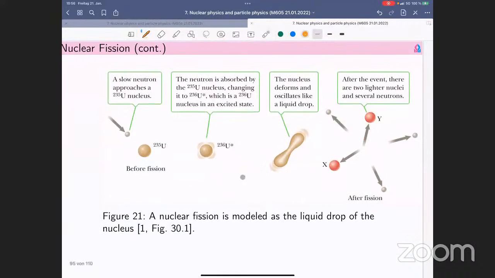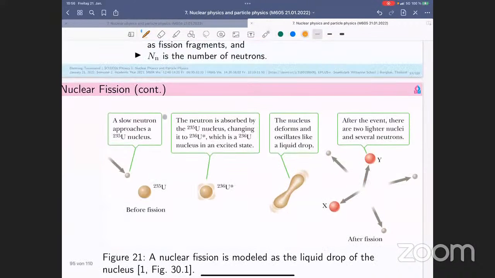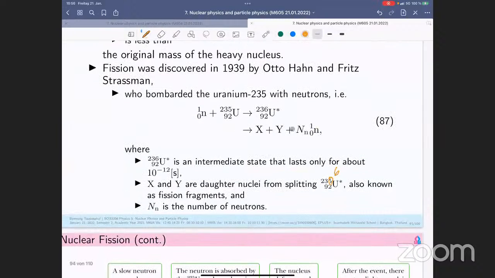This is the process of nuclear fission. According to this topic, it could be denoted by this equation.